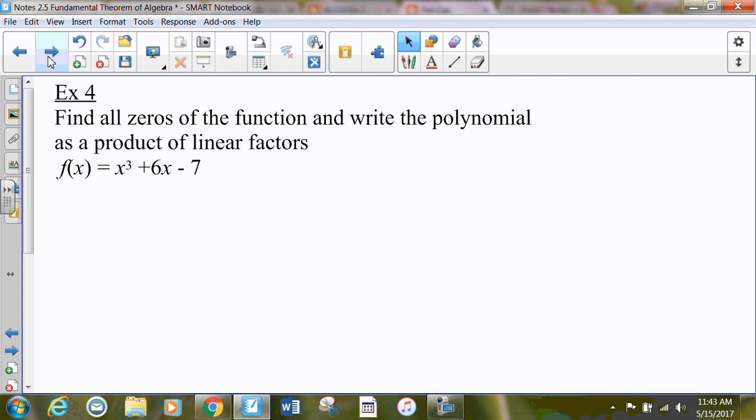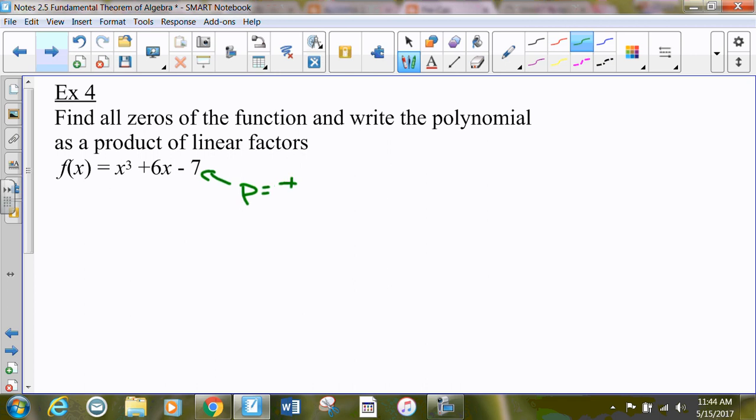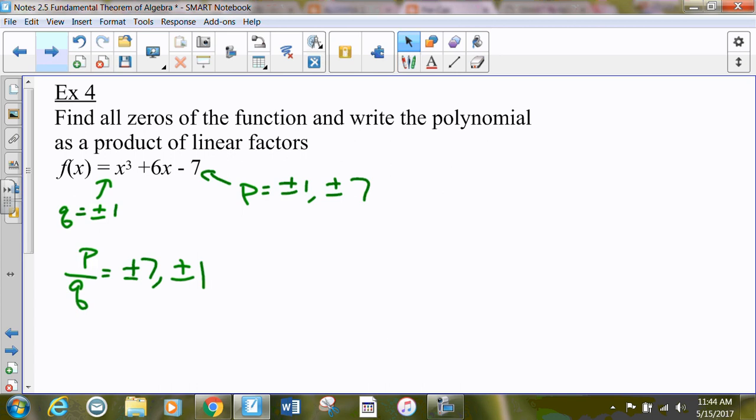So the p's are all of the factors of negative 7. So what I've got is plus or minus 1 and plus or minus 7. And q is just plus or minus 1. So if I do p over q, I'm going to get what? Plus or minus 7 or plus or minus 1. Who do you think I'm going to pick first to do synthetic division with? That's right. I'm going to try the 1.